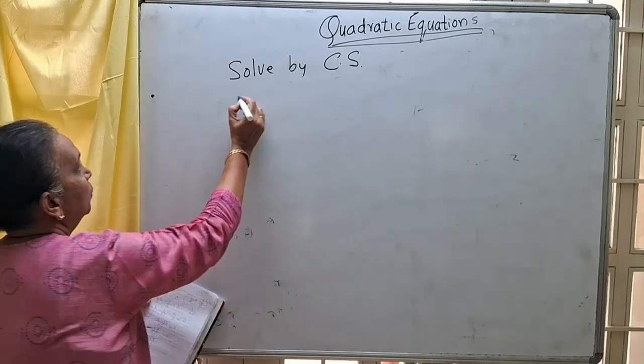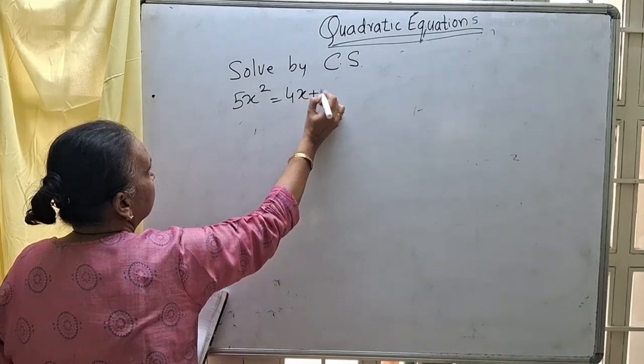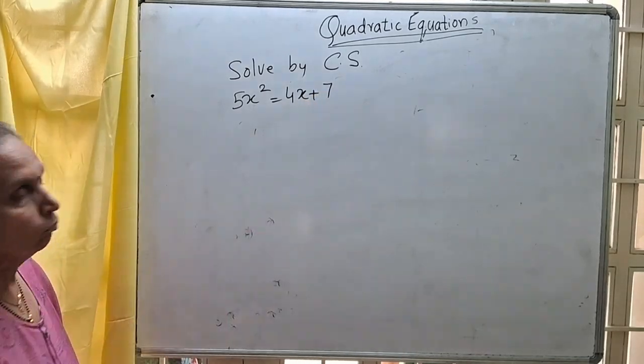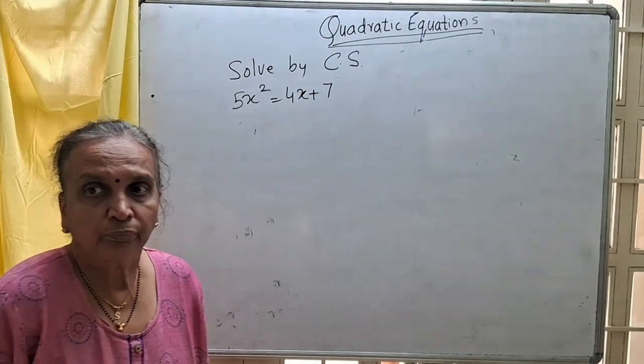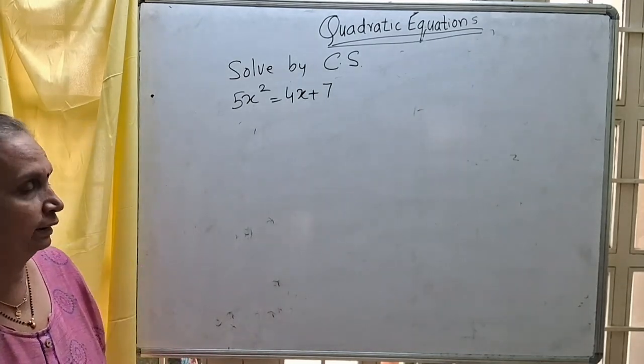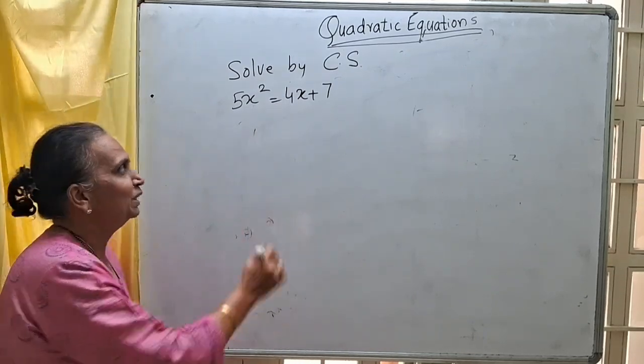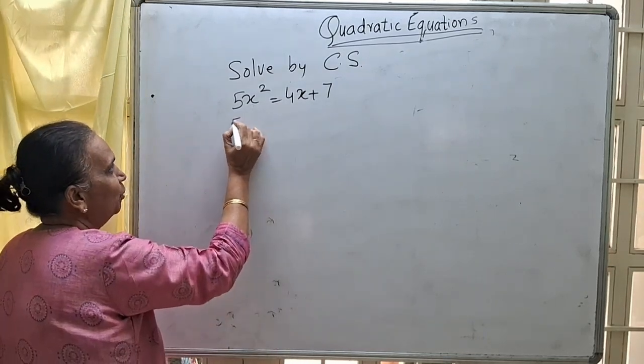Now first we will take one more: 5x square is equal to 4x plus 7. First you have to see whether it is in the standard form. No, it's not in the standard form. So you have to write it in the standard form.